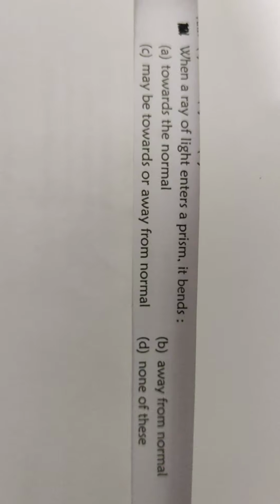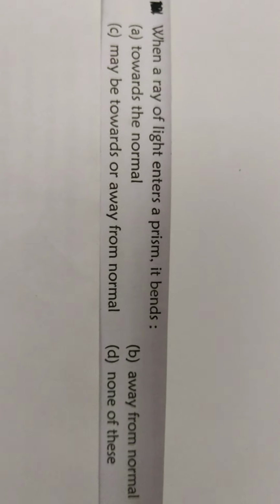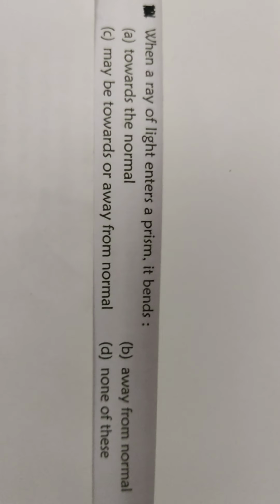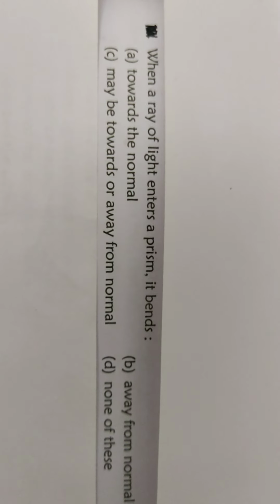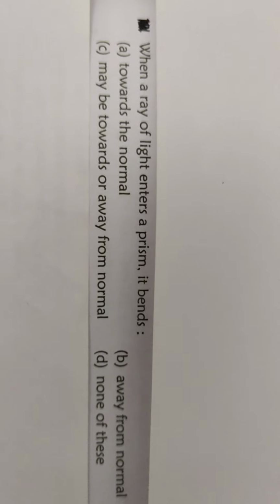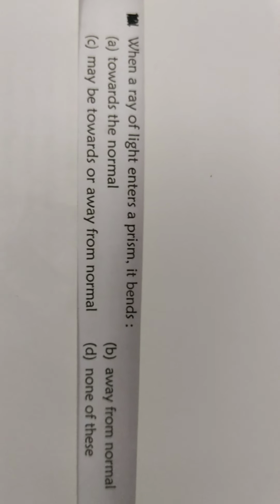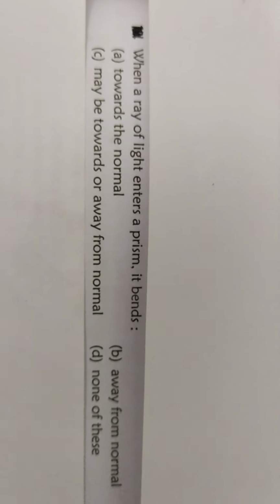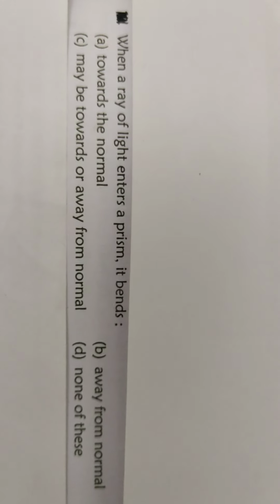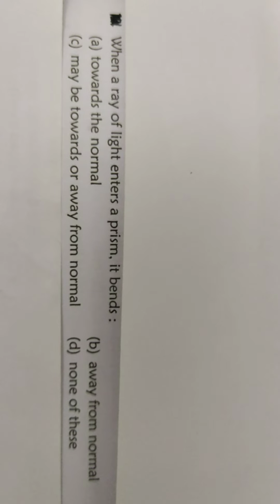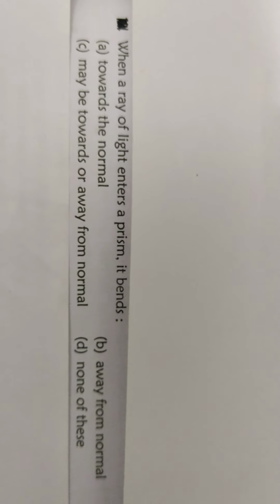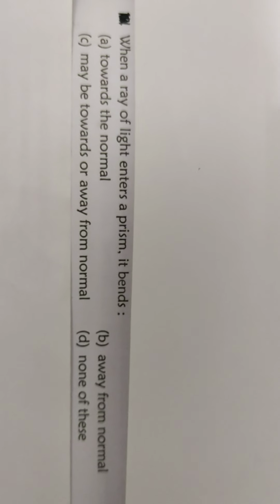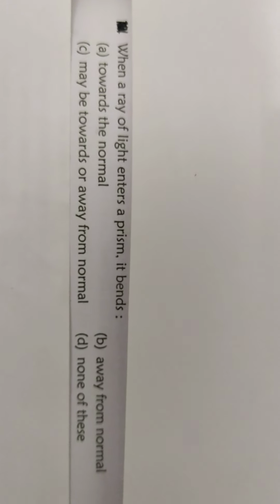Now the next MCQ is, when a ray of light enters a prism, it bends. Although they have not mentioned the material of the prism, we'll assume that whenever it is not mentioned, we will consider a glass prism present in air. And we know that glass is denser than air, so when a ray of light enters a prism, it is entering from air into glass, which is a denser medium. Glass is denser compared to air, so it should bend towards the normal. So A is the correct option.